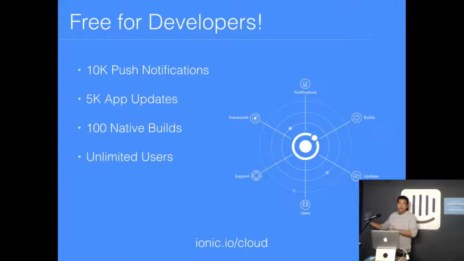And it has a really nice free tier as well, which is really great if you want to go to production, or if you just want to get some of these common features into your app really quickly as you're building, just to see how it all comes together and works. So 10,000 push notifications a month, 5,000 app updates, 100 native builds, and manage unlimited users. And again, this is a monthly limit, so pretty awesome. That is Ionic Cloud. That's the very long answer to your question. Thank you very much. Yeah, absolutely.